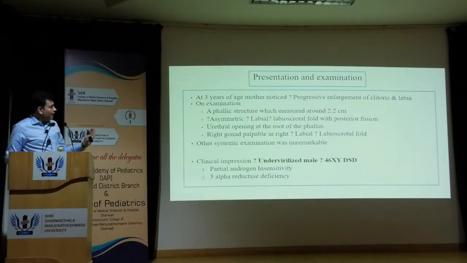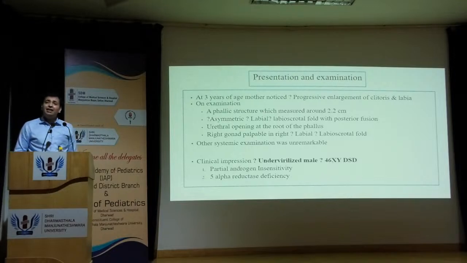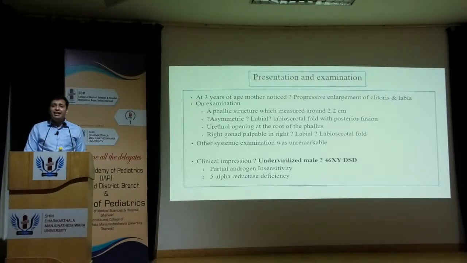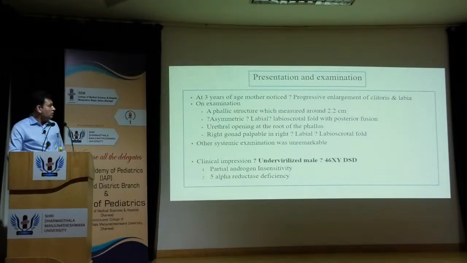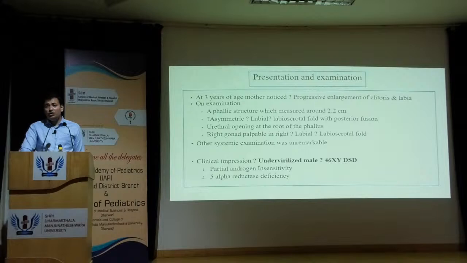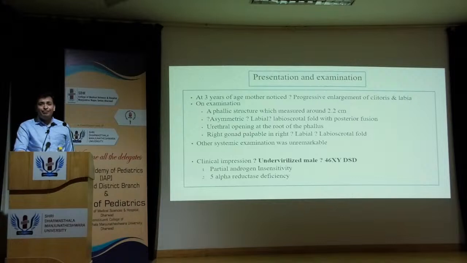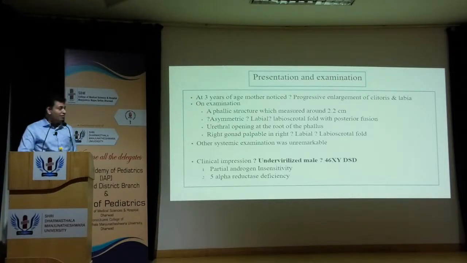So in the 3rd year, the mother started to notice progressive enlargement of the clitoris, and she started to find the labia looking a bit more prominent. On examination, the clitoris almost looked like a phallic structure. This is where we started to doubt the level of understanding or the intent of the mother, and we said a 2.2 centimeter phallus can't develop overnight. It could have taken a few weeks or a month to develop.